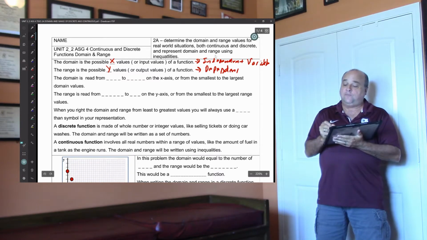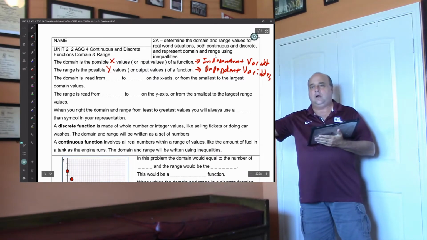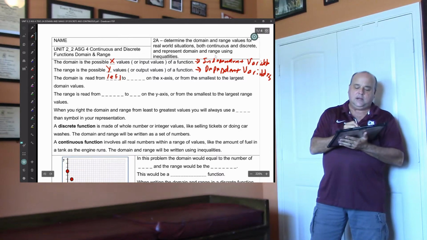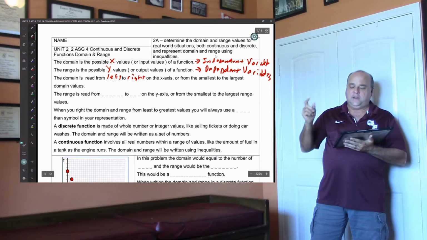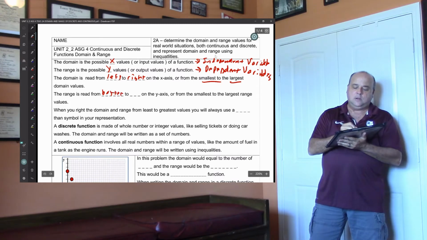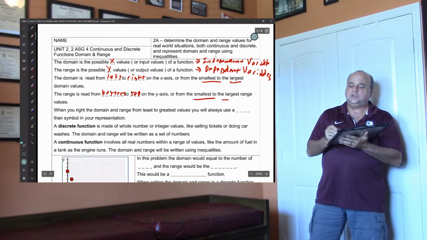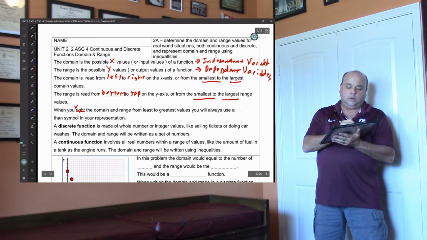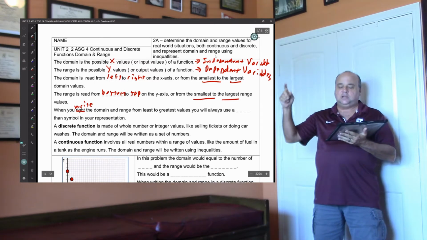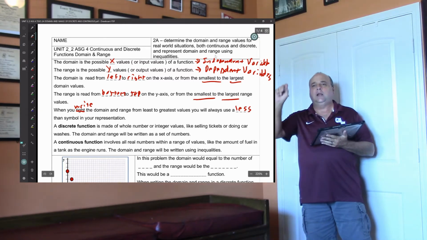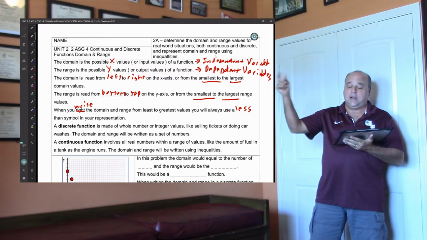And from the star reviews, you're doing these every week, aren't you? You're writing down the domain and the range of all these functions. The domain is read from left to right, on the x, from the smallest to the largest. The range is read from the bottom to the top, or from the smallest to the largest. When you write the domain and range from least to greatest values, you will always use less than symbols. So remember, we put less than symbols, put x in for the domain, put y in for the range.